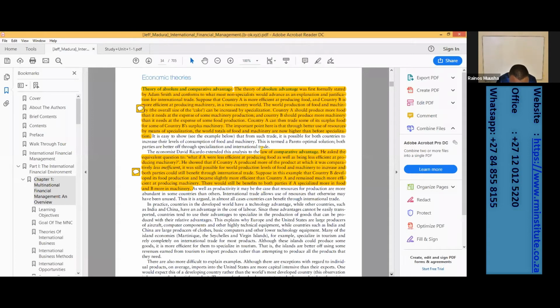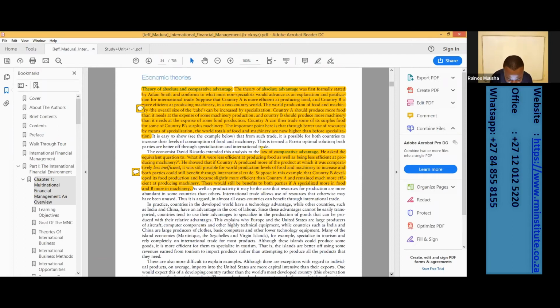So when it comes to the theory of absolute advantage, you're basically saying that a country would produce more of a good that they are good at producing. If they produce excess, they are going to use that excess amount to trade for the other good with the other country that is better at producing the good that they also need. So this is basically a typical example of the theory of absolute advantage.